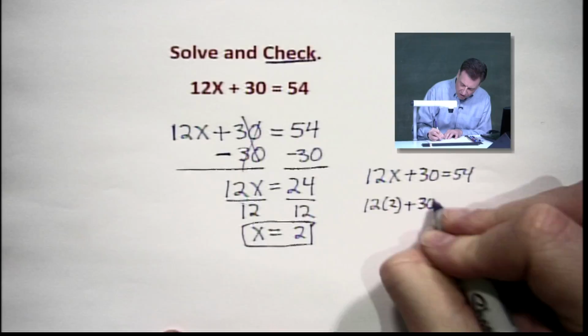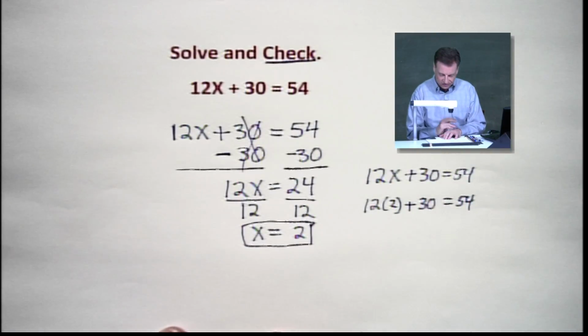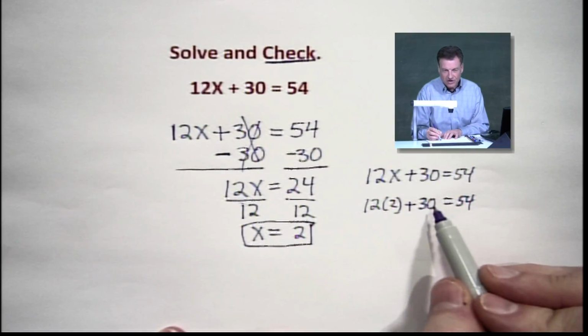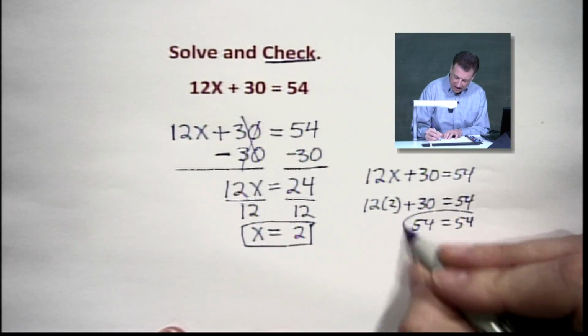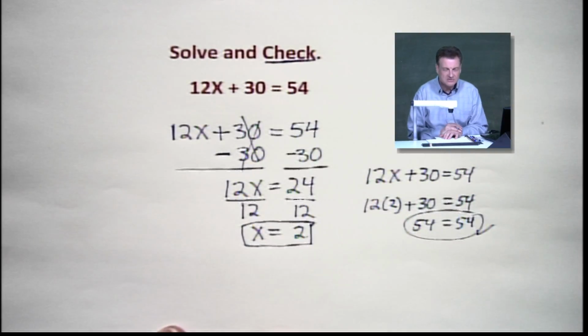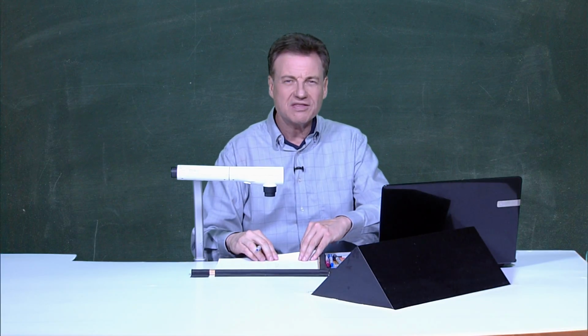We're going to add 30, and we're going to see, do we come up with the same value on both sides? Well, I know that's 24. Add 30. Dear friends, we have 54. And that checks. So that means x equals 2 is a good answer. It solves, it makes this thing balance. That's what we're wanting.